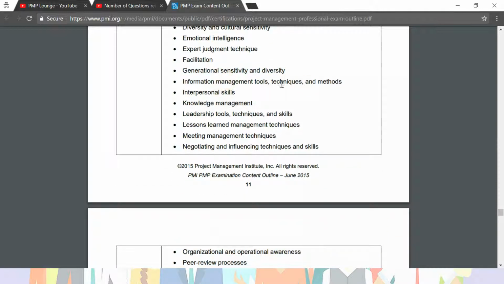Information management tools, techniques, and methods, interpersonal skills, knowledge management. Leadership tools, techniques, and skills. You are the leader of the project, so why not? Lessons learned, management techniques, meeting management techniques. Again, very important. You don't want to be scheduling and running meetings which have no use. If there's something that can be done over an email, that can be done over you reaching out to a certain resource personally, and three other folks that you have invited for the meeting have nothing to do with it, well, you don't need to have a meeting, right? So meeting management techniques are extremely important.